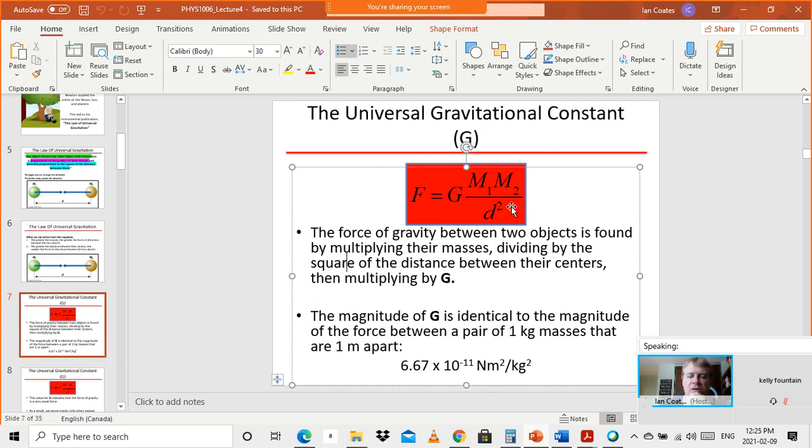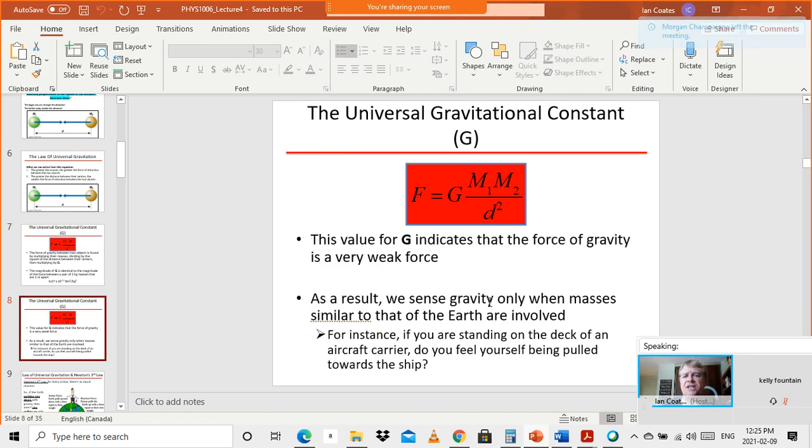But anyway, force is equal to G times mass divided by the distance squared. There's your G. This value for G indicates that the force of gravity is a pretty weak force, as we just said. As a result, we sense gravity only when masses similar to that of the Earth are involved. So I know that can of Coca-Cola is exerting a force on me, and I'm exerting the same force back at it. But our masses are so small that the gravity is negligible. When you're talking about massive masses, that's where you start to see the effects.